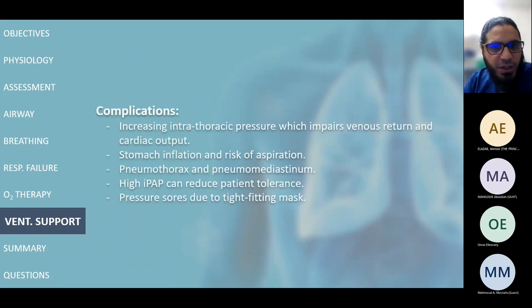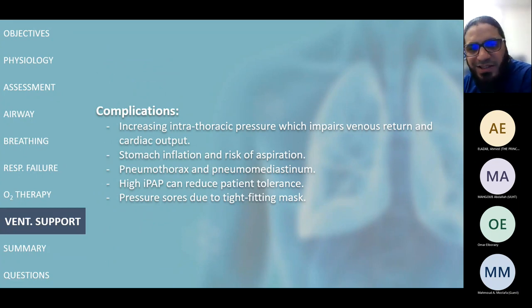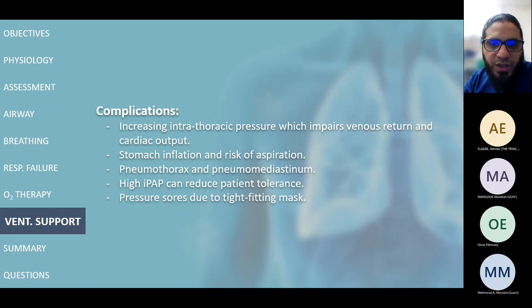The complications of using a positive pressure ventilation is that it increases the intrathoracic pressure, which can give more load over the heart and reduce the venous return and can compromise the cardiac output. It can also cause stomach inflation, which is a very high risk of aspiration. It can cause air leakage from the lungs or the mediastinum and cause pneumothorax and pneumomediastinum. High inspiratory pressure can reduce the patient tolerance, and also the very tight mask on the face is very easily causing pressure sores.